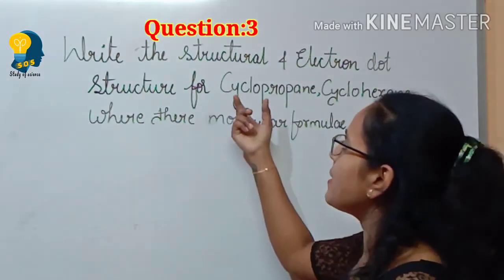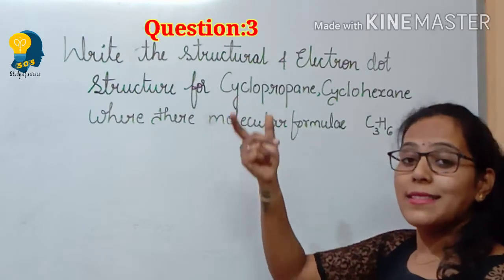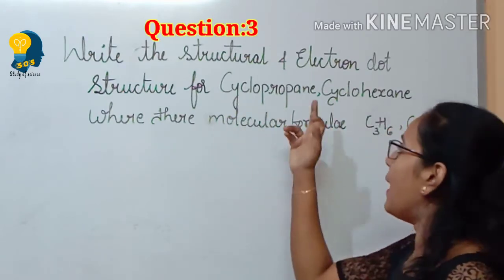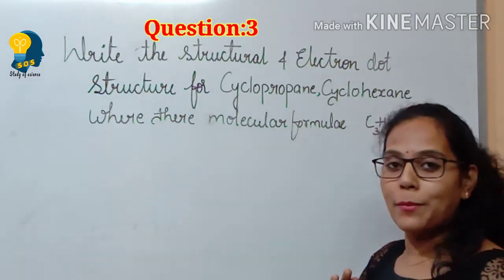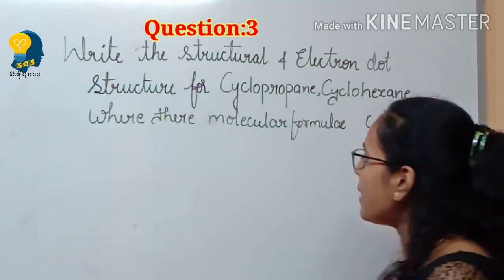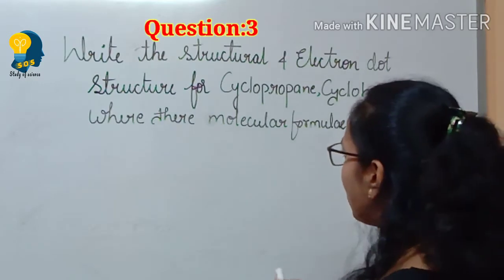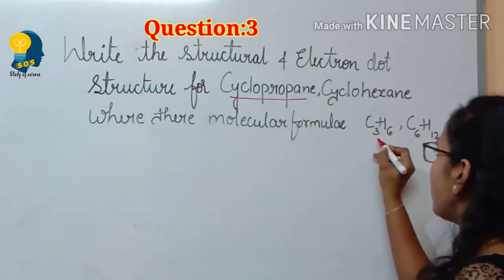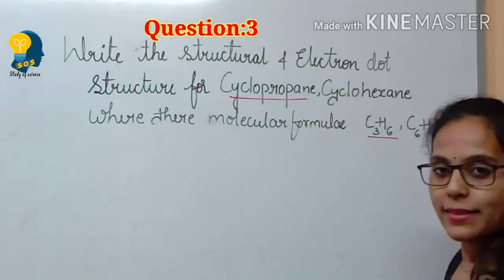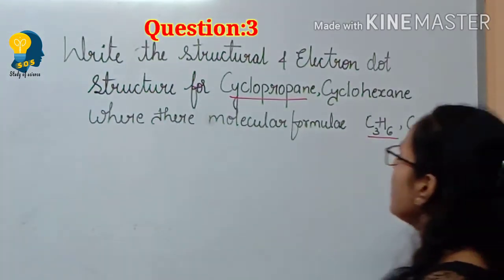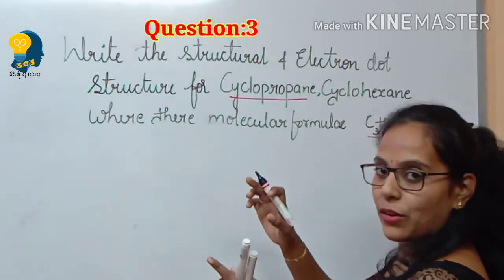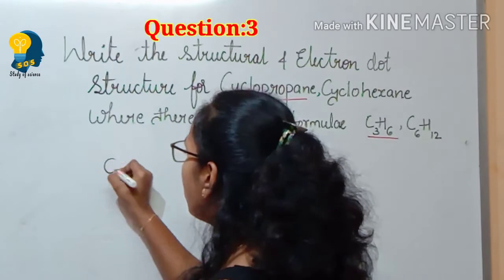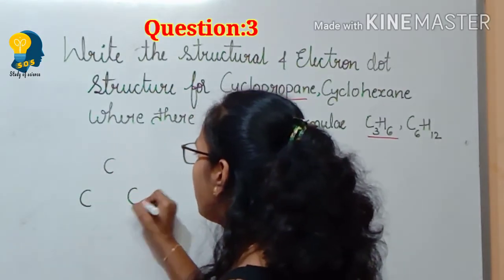Okay, we know that cyclo means it should be a cyclic structure, prop means it will be 3 carbons, and ane means it will be single bonds, that is saturated. Let us start writing for cyclopropane then. So let us first write for cyclopropane, and its molecular formula is C3H6. Cyclo means cyclic structure. So we are having prop, that is C3. So 1, 2 and 3.